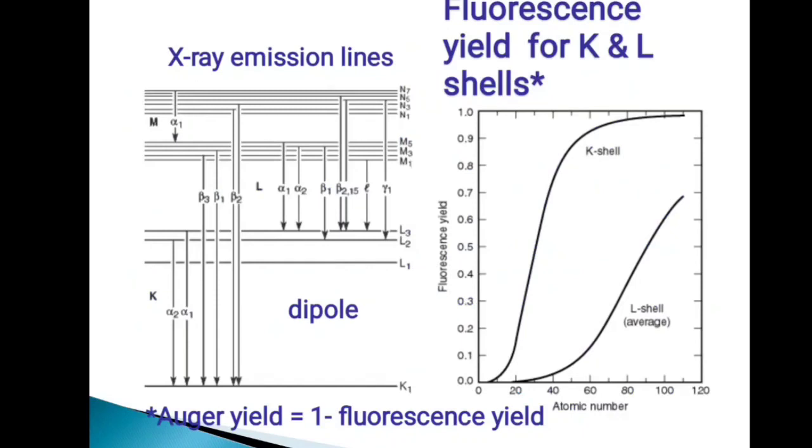The next is X-ray emission lines. How the X-rays are emitted from the M shells, L shells, and K shells. In the picture on the right side, there is the fluorescence yield for K and L shells. How the fluorescence yield varies between the K and L shells with respect to atomic number. The K shells have a higher fluorescence yield. The L shells have just an average fluorescence yield. The Auger yield is equal to 1 minus the fluorescence yield.